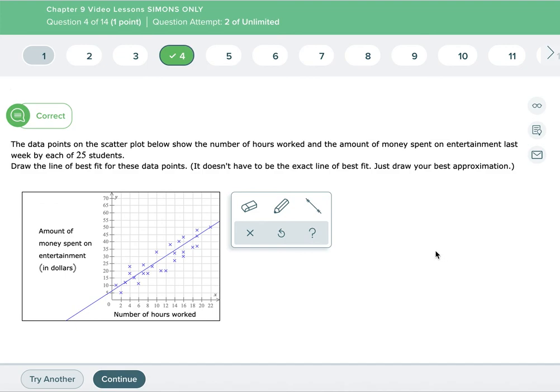All right, so that's all you're doing for your lines of best fit, is just trying to put the line going through the data so that you have an even distribution of points that are above and below your line. Okay? So good luck with this. I hope you are successful with this.